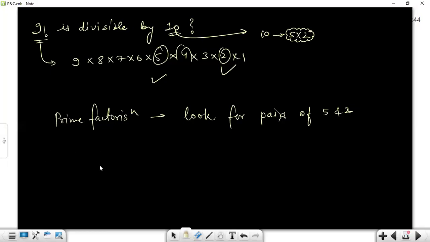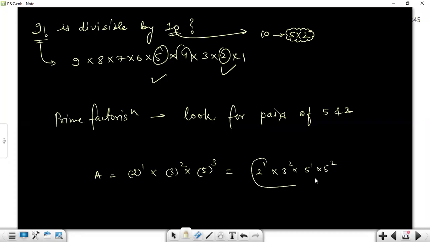Let me give an example: let's say 2 raised to power 1, 3 raised to power 2, 5 raised to power 3. How many pairs of 5 and 2 are there? Let's say this is some number A. How many pairs can you make? If I rewrite it, 2 raised to power 1, 3 raised to power 2, 5 raised to power 1 into 5 raised to power 2. One pair of 2 and 5 only, right?